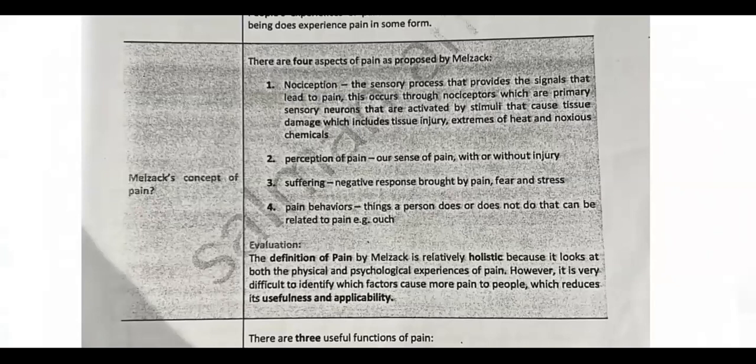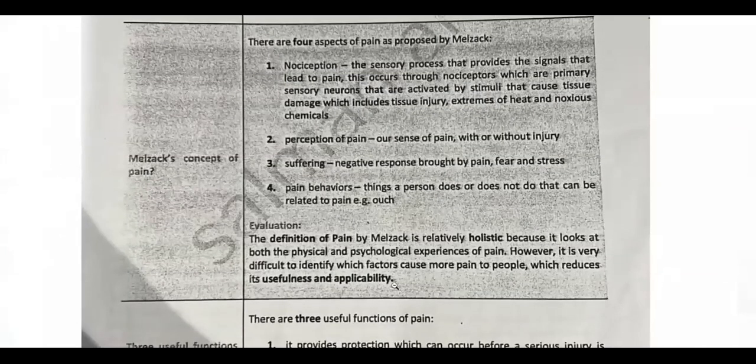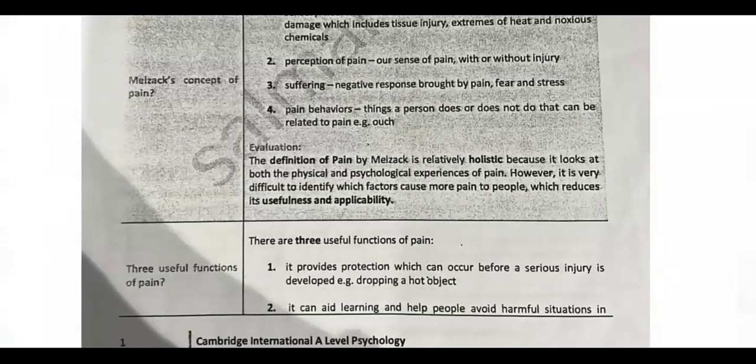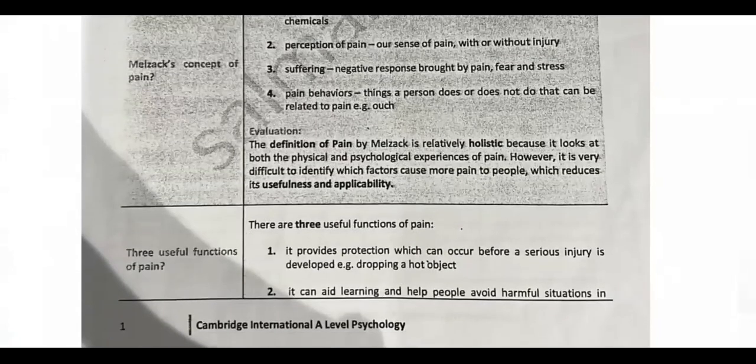That was Melzack's concept of pain, which will eventually help you understand gate control theory. Again, when we're looking at the drawbacks of pain, this is also in the first part of the book. The first thing it says in the book is the three useful functions of pain.